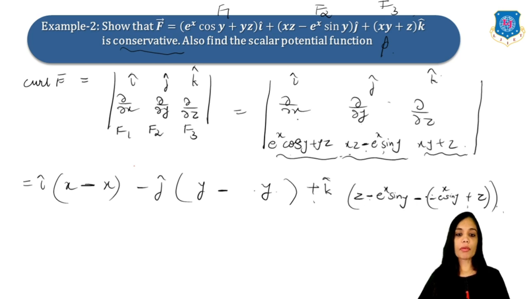Now if I open the brackets, you can see these two will get cancelled out. So the final answer will be 0 i cap plus 0 j cap plus 0 k cap. That is our vector 0 bar. Therefore, we can say that our vector field F bar is conservative.